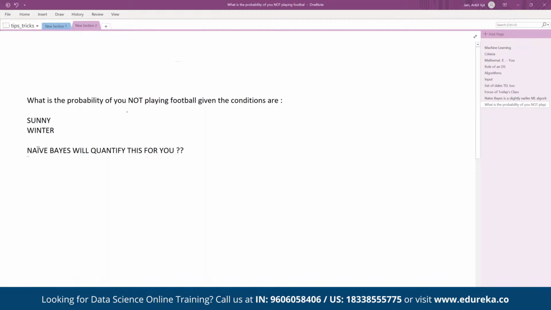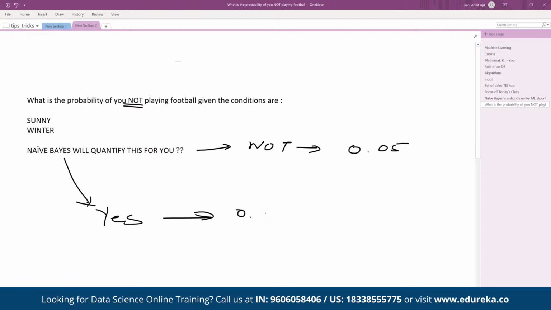Suppose you quantify not playing, and it comes out to be say 0.05, and you can also use Naive Bayes to see what the probability of yes is. Suppose it comes out to be 0.4. Who wins here? The yes wins here, right? So you will classify it as yes. The whole point is understanding how Naive Bayes can be used to quantify probabilities.